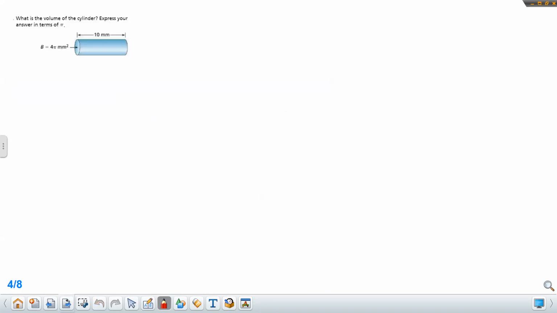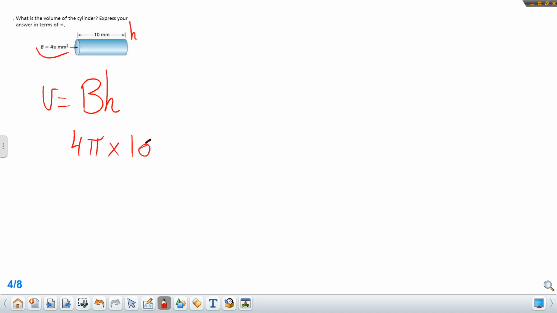It is a direct question. Number two, what's the volume of the cylinder expressed in terms of pi? Okay, what's the information here? B equals 4 pi. B means base area. So base area equals 4 pi, and the height equals 10. So I can find the volume equals base area times height equals 4 pi times 10.